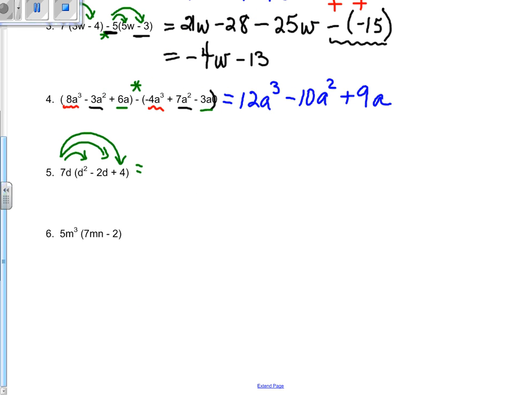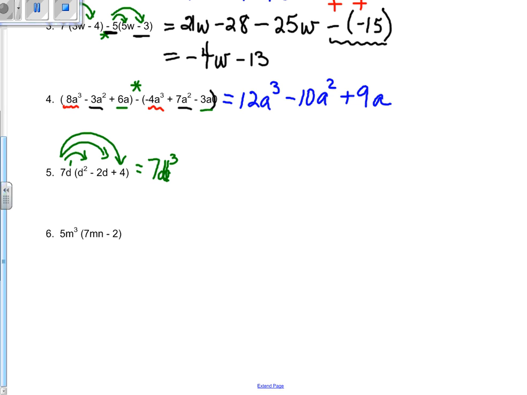7d times d squared. Our rules for multiplying powers are: multiply your numbers, 7 times invisible 1. d to the 1 times d to the 2 is d to the 3. When multiplying powers, we add the exponents. We can also make that look like a d.